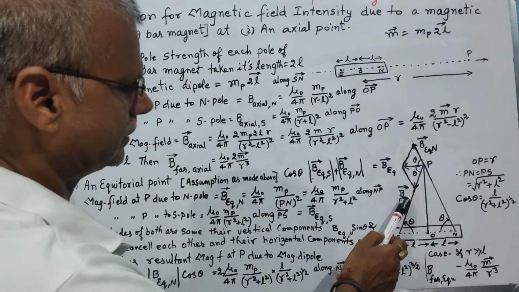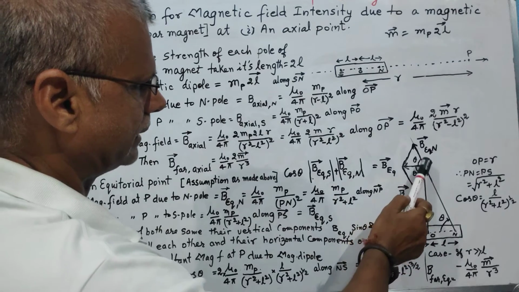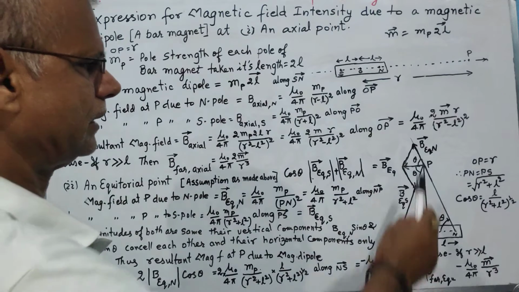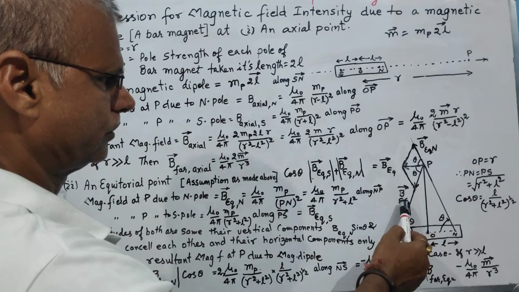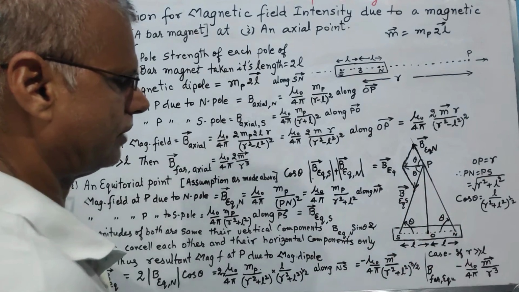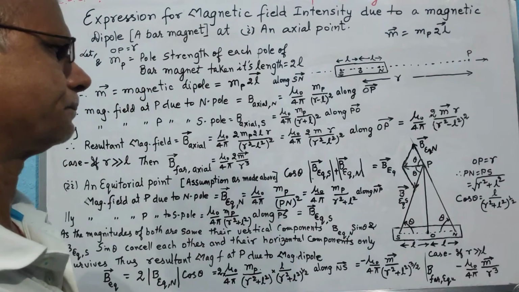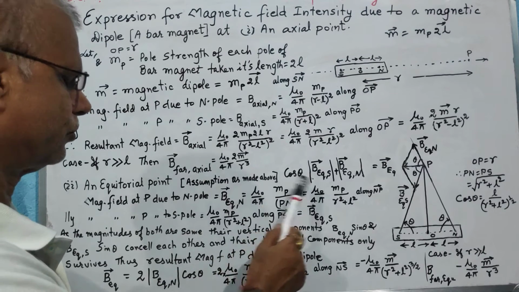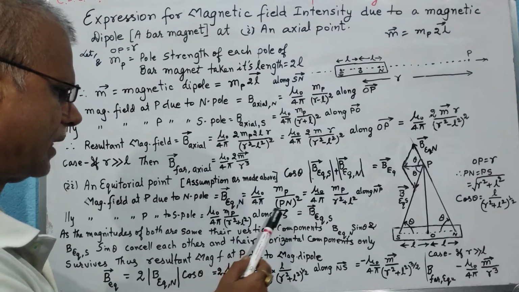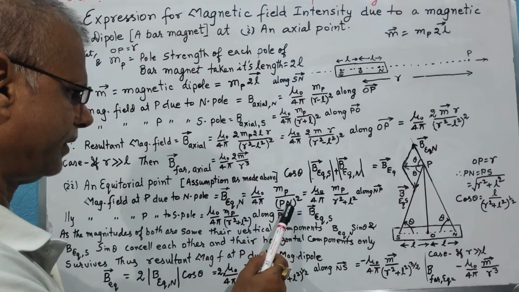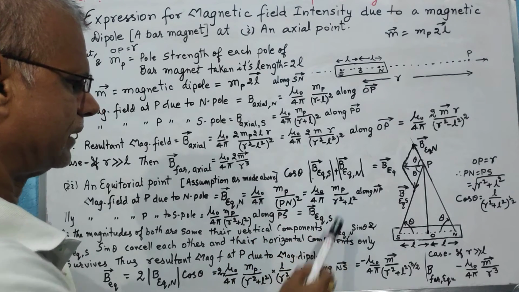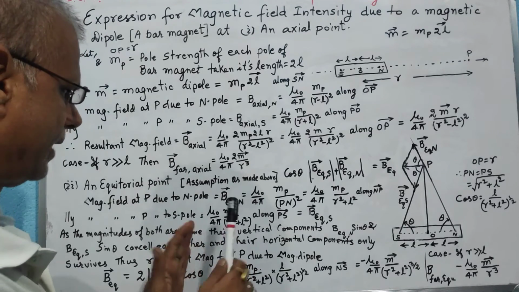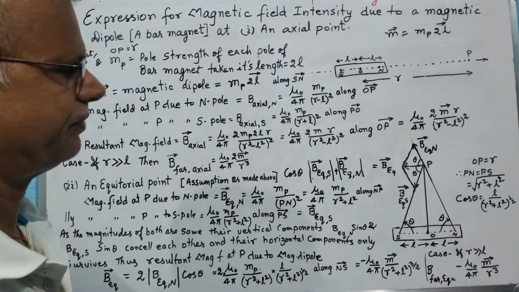What you see, the vertical component of magnetic field due to north pole is vertically upward, and the vertical component of magnetic field due to south pole at point P is vertically downward, and both have the same magnitude. You see the magnitude of magnetic fields due to north pole as well as due to south pole are same: μ0/4π · mp/(r² + l²). So magnitudes are same, and the sine factor is also same.